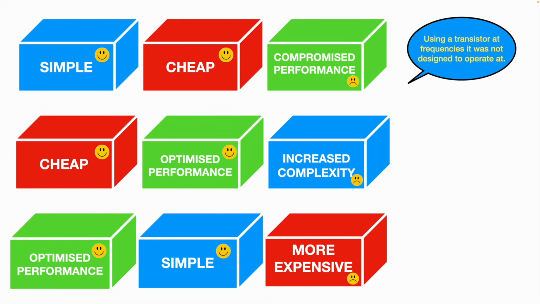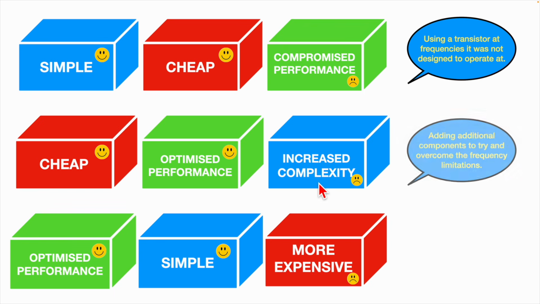But you could say, all right, well, we still want it to be cheap, but we want it to work better. Well, fair enough, you can do that, but that means increased complexity. As it stands, the amplifier that I built is not going to cut it for what I'd like to use it for, which means I've got to add some additional circuitry to try and overcome the limitations. So yes, we can keep it cheap, yes, we can get it working better, but it's going to mean more complexity.